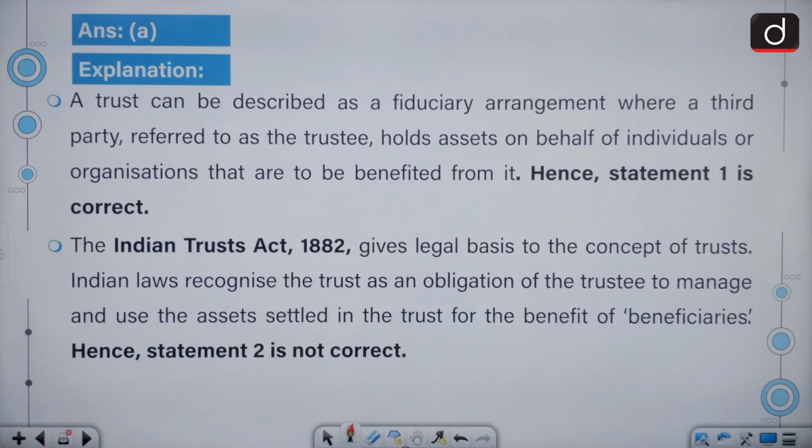Answer is option A. A trust can be described as a fiduciary arrangement where a third party, referred to as the trustee, holds assets on behalf of individuals or organizations that are to be benefited from it. The Indian Trust Act of 1882 gives legal basis to the concept of trust. Indian laws recognize the trust as an obligation of the trustee to manage and use the assets settled in the trust for the benefit of the beneficiary.